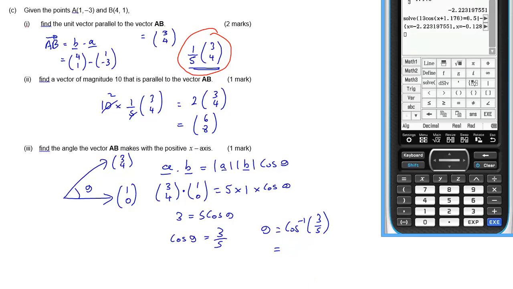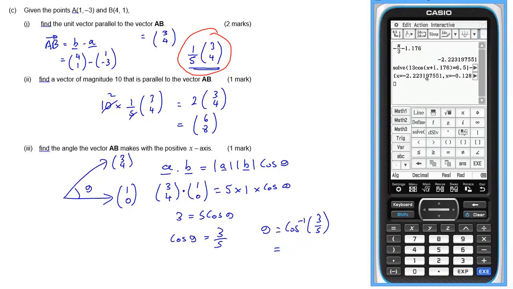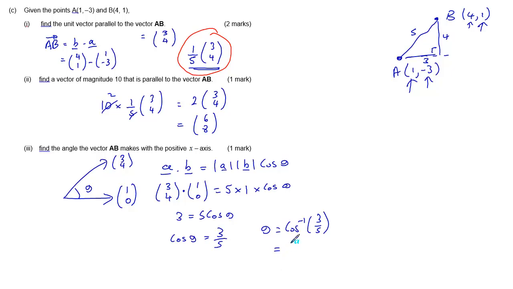And we can work that out. It's probably normal to give this in degrees, but it doesn't actually say, so you could give it in any unit. So I'm going to give it in degrees. So go to trig, inverse cosine of 3/5. And that's 53.13 degrees.